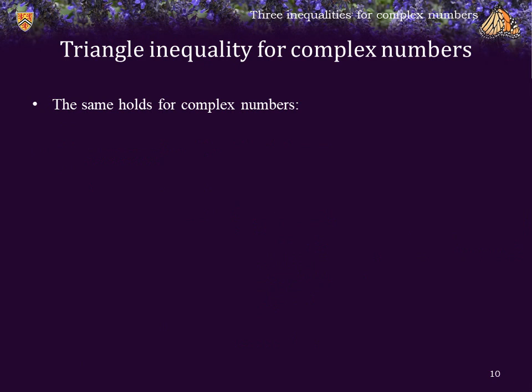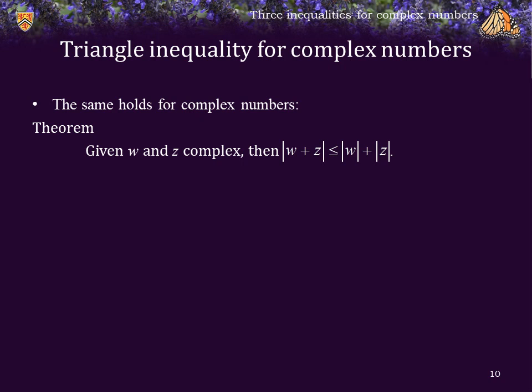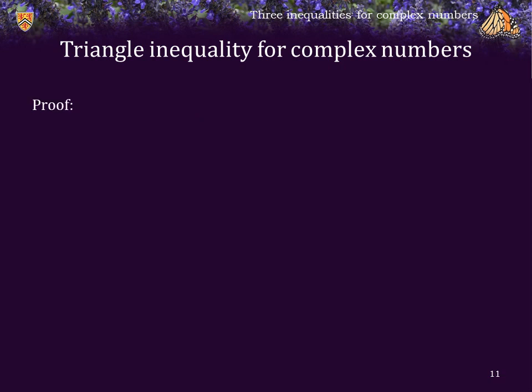The same holds for complex numbers. So given w and z as complex numbers, then the absolute value of w plus z is less than or equal to the absolute value of w plus the absolute value of z. Let's prove that. Okay, so here's the proof.